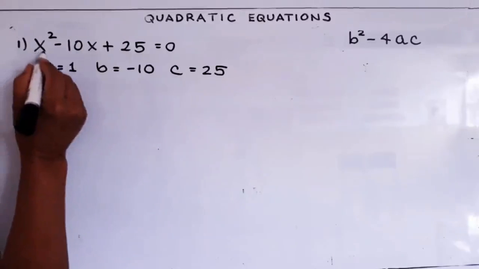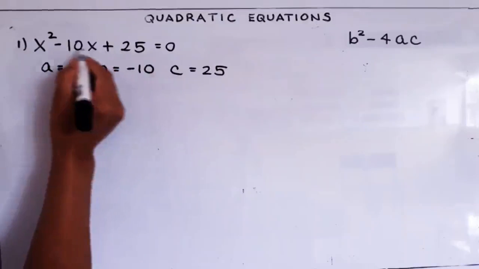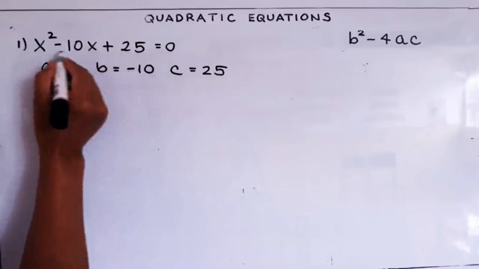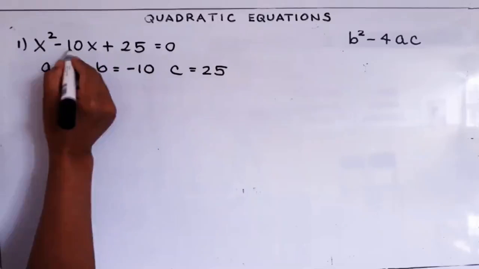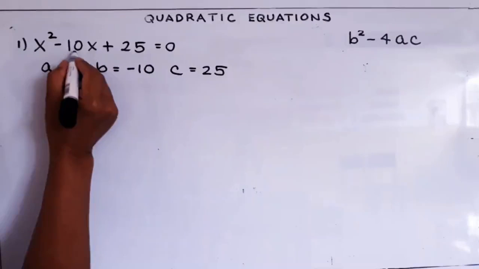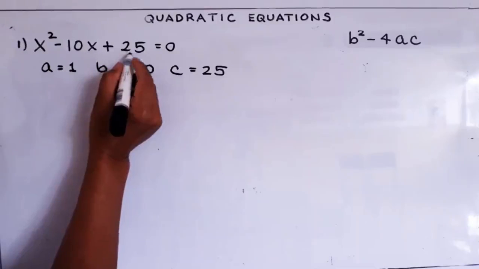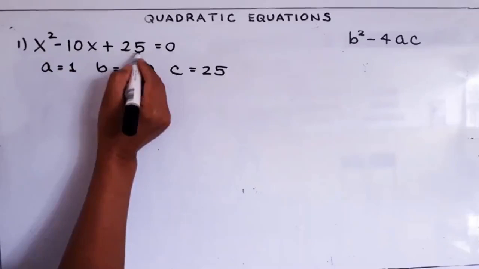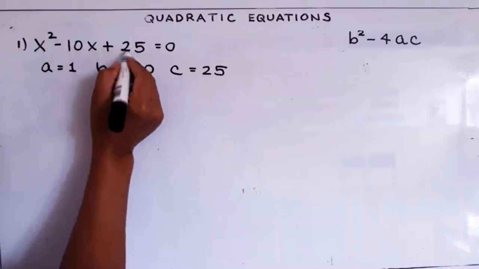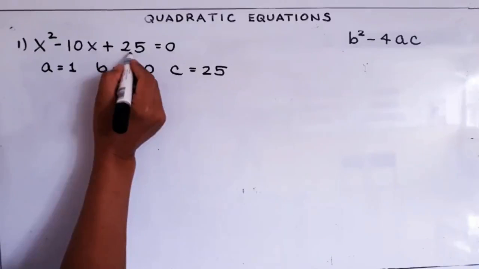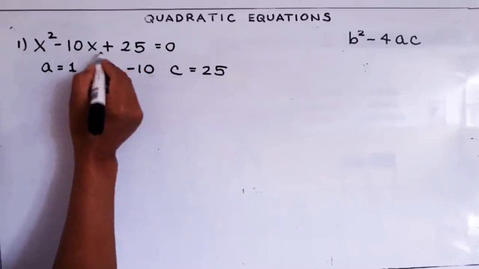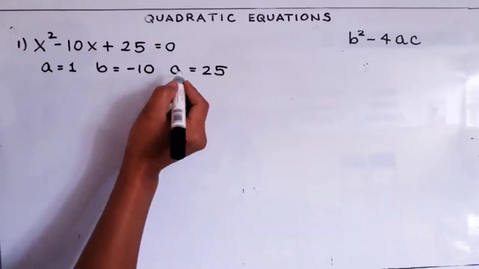Now you will notice here, class, that this one is a perfect square trinomial. We have 10 divided by 2 is 5, and 5 times 5 is 25. When you factor this, you have x minus 5 times x minus 5, and our answer is 5 only. There is only one solution.